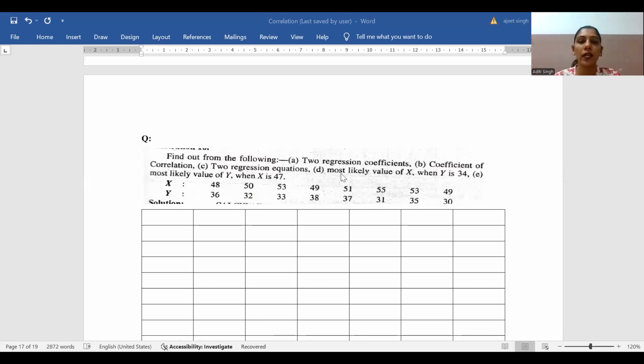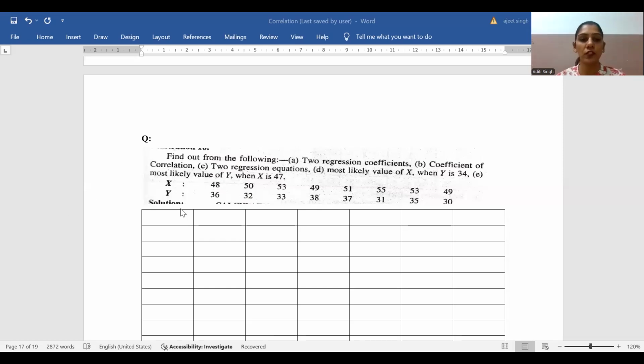We also have to find out the two regression equations. After that, the most likely value of x when y is 34, and also the most likely value of y when x is 47. So after calculating the regression equation for both x on y and y on x, we have to calculate the most likely value of x and the most likely value of y. In this question, we are given two series, x and y.